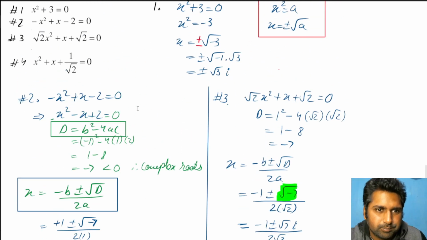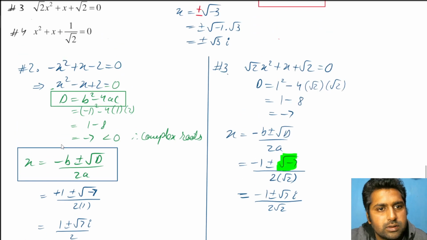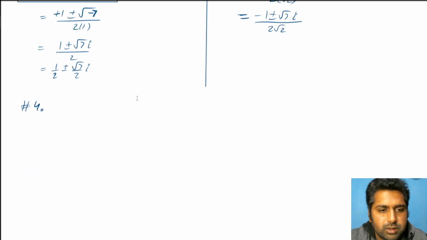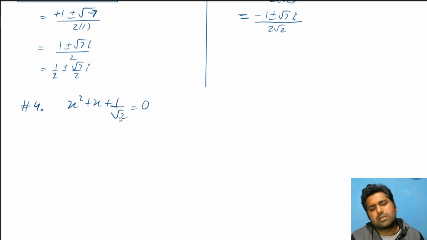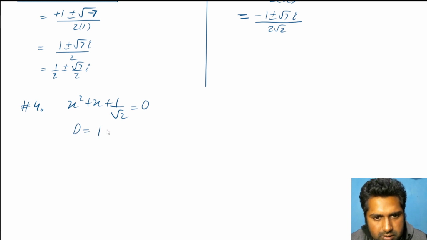Fourth, what's the question? X square plus x plus 1 by root 2. So again, x square plus x plus 1 by root 2. It's your call if you want to deal with fractions also. Again, no judgment on that part. Or if you want, you can directly solve this also. So d, let's calculate. B square, that is 1 square, minus 4 into 1 into c, which is 1 by root 2.